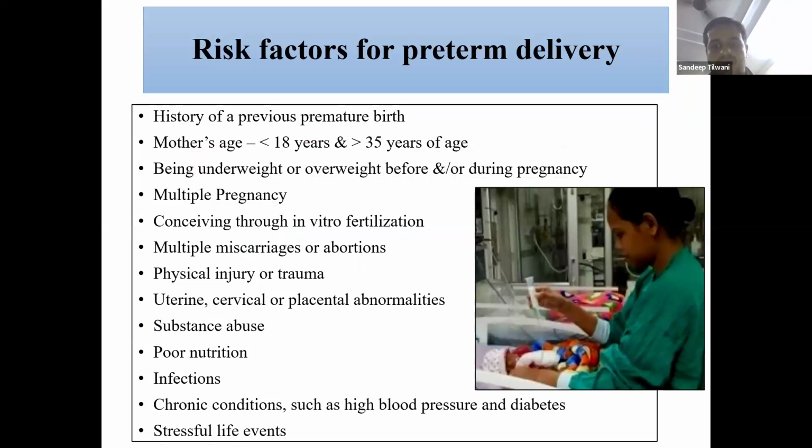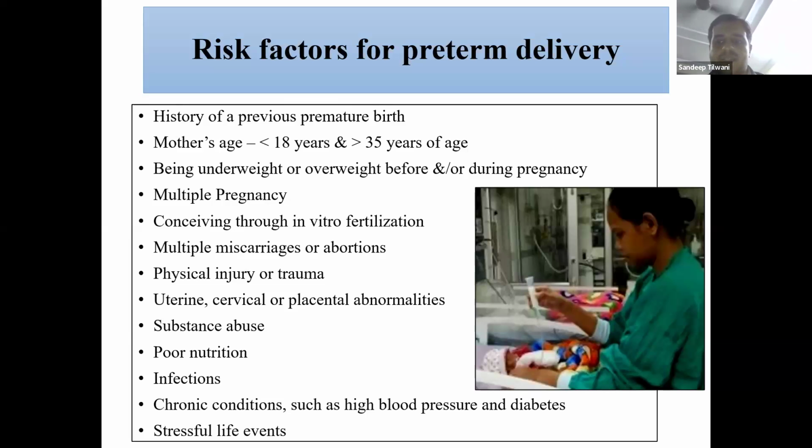Okay. So next, coming to what could be the risk factors for a preterm delivery. The risk factors for preterm delivery could be a history of previous premature birth. We all know that if a mother has a history of a previous premature delivery, then there is a very high chance that in subsequent pregnancies she may also have a premature birth. So the history of a previous premature birth is by itself a risk factor for subsequent premature deliveries.